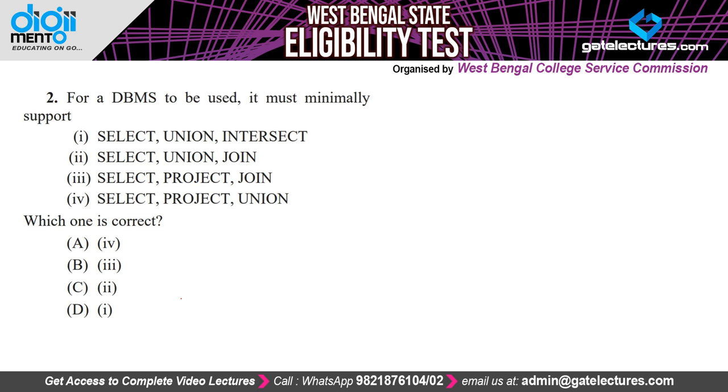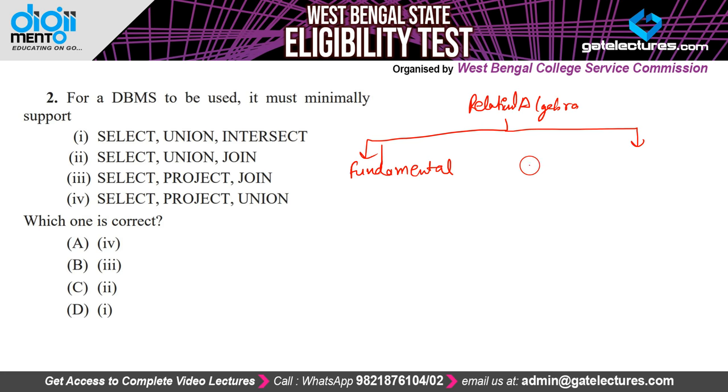Okay. The next question is from DBMS. It is saying that for a DBMS to be used, it must minimally support which of the following operations, and which of the following is correct. Now see, DBMS is built on algebra, which is also called relational algebra. This relational algebra has two kinds of operations. Number one, fundamental operations. And second, derived operations, which are also called non-fundamental operations.